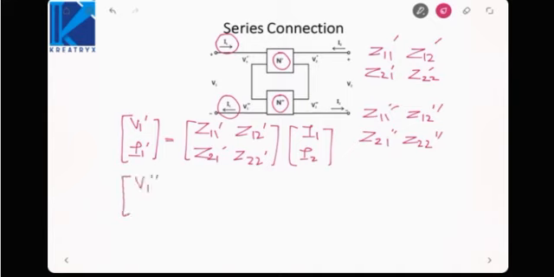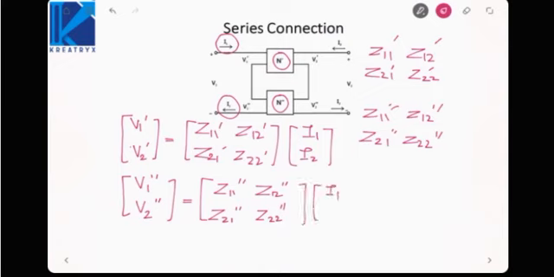What about the other set of voltages? This is V2 dash. It will be V1 double dash, V2 double dash is equal to Z11 double dash, Z12 double dash, Z21 double dash, Z22 double dash, times I1, I2. Now if you want to find V1, V1 is actually V1 dash plus V1 double dash, and V2 is actually V2 dash plus V2 double dash.